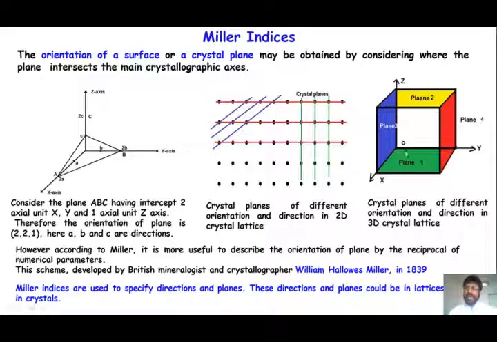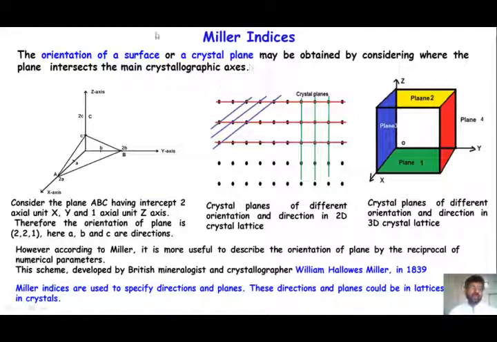Similarly, in the case of a three-dimensional network, if we consider this one unit cell, it has intercepts along the x and y axis. So some planes are parallel to the x axis, some planes are parallel to the y axis, and some planes are parallel to the z axis. That means the orientation of the planes in this unit cell is also along different directions.